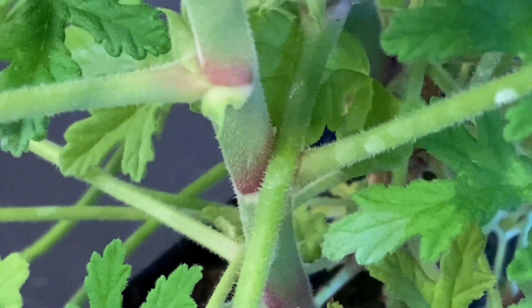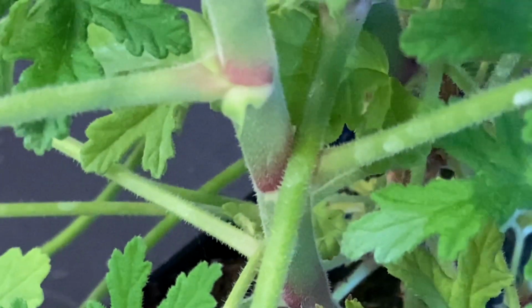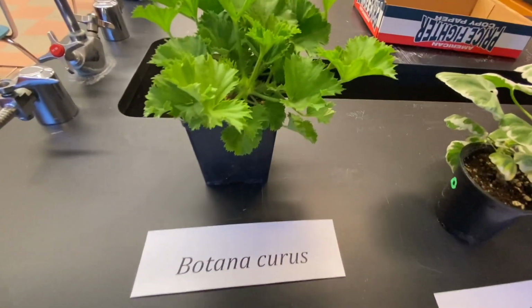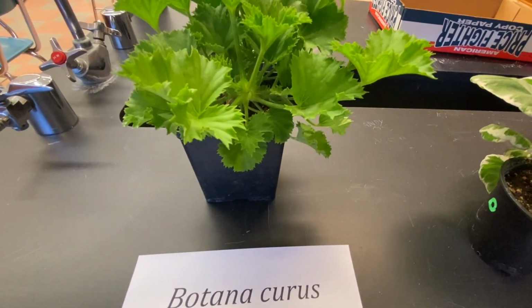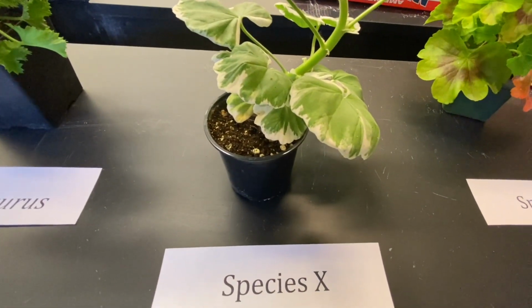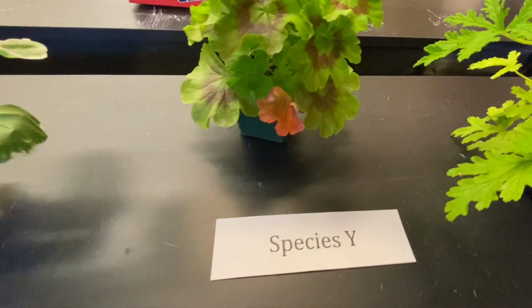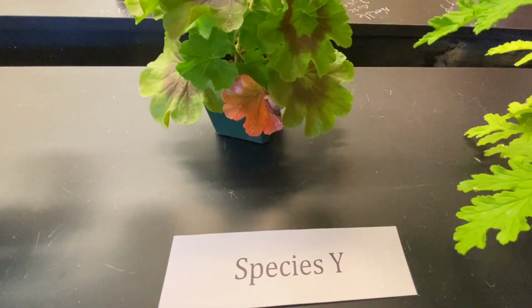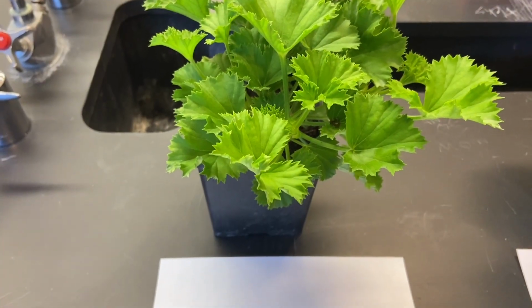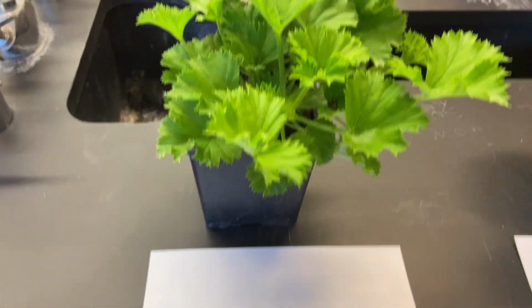So on your table, at the very end, you're going to record all the features you see of these plants. So once again, let me take a look at them here. Botanicurus, X, Y, and Z.